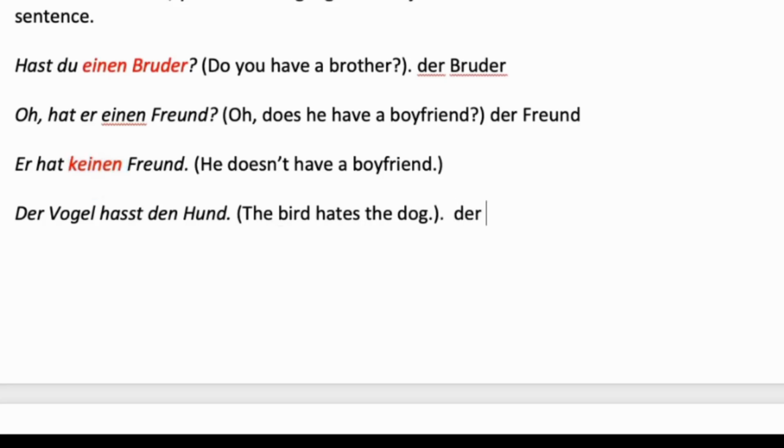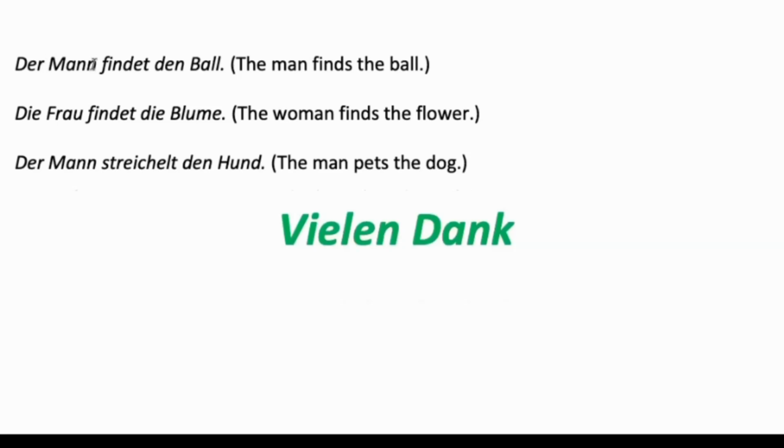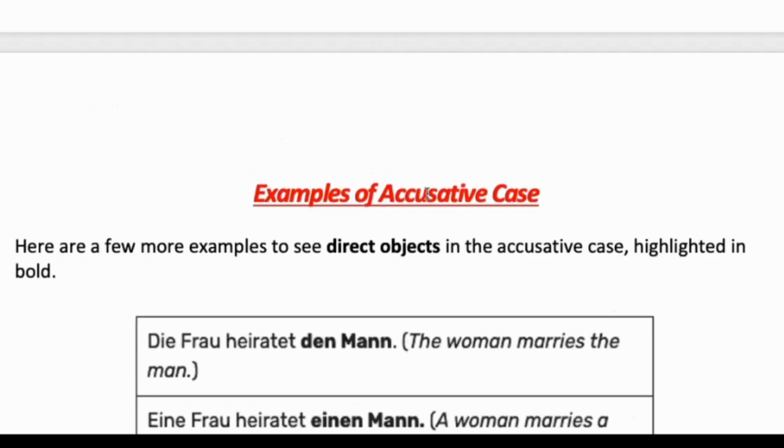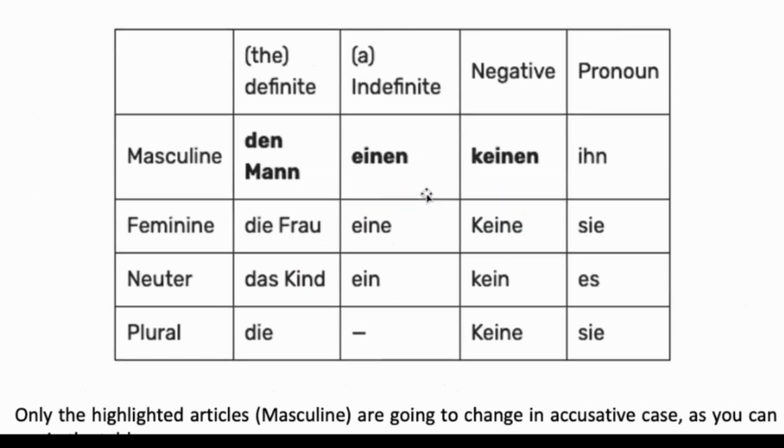Der Vogel hasst den Hund. Means the bird hates the dog. For Hund we have the article der Hund, and that we change in the accusative case. Der translates into den. Der Mann findet den Ball. The man finds the ball. So here is der, basic for a masculine noun. Die Frau findet die Blume. The woman finds the flower. So that is a feminine noun, and we don't need to change the article here. Der Mann streichelt den Hund. The man pets the dog. We have learned that this is a masculine noun, so that's why we change the article here.